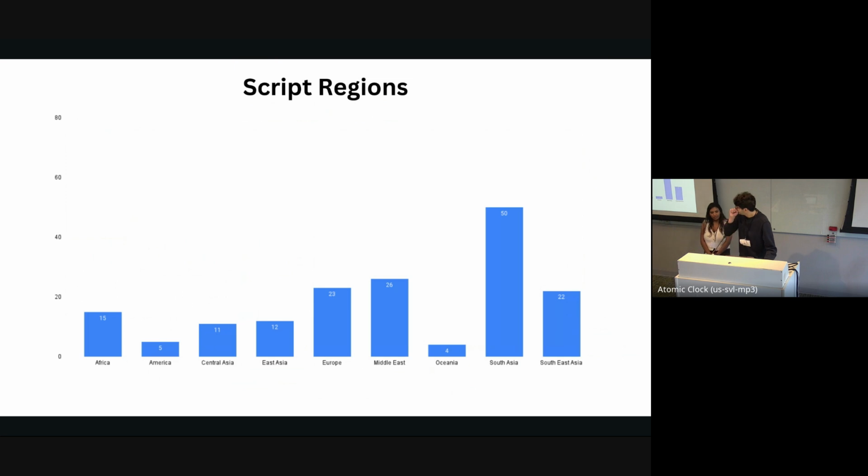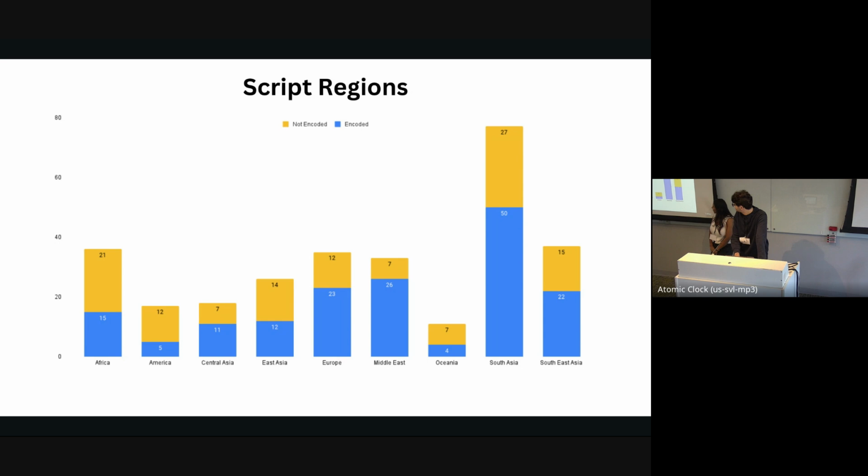So first, if we look at what we have up there, we can see how the 168 scripts that are currently encoded in Unicode are split across geographic regions. So notice that you see about 50 from South Asia, just over 20 in Europe, Middle East, and Southeast Asia, about 50 in Africa. And then you can also compare these to how many scripts we know of that are still left to encode in all of these regions.